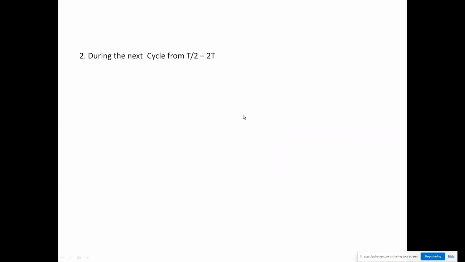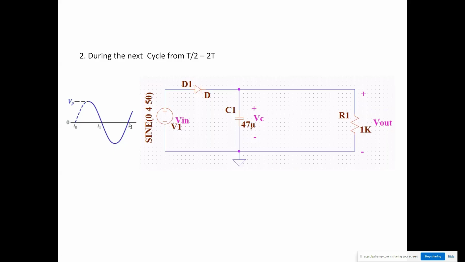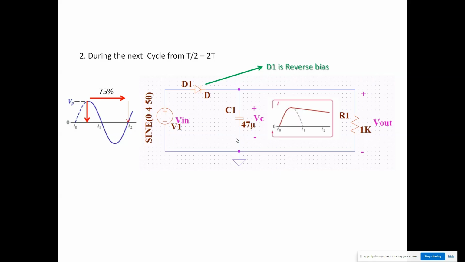During the next cycle, from T by 2 to 2T, which is almost 75% of the cycle, the capacitor will start discharging. Once the input voltage crosses T by 2, due to the more charge in the capacitor, diode D1 will stop conducting, because the voltage at the cathode is more compared to the voltage at the anode. Diode D1 acts as reverse biased, and the circuit becomes open. At the same time, the capacitor C1 will start discharging through the resistor RL.